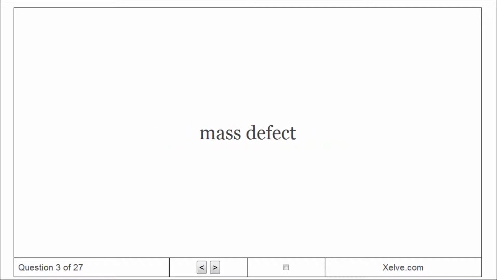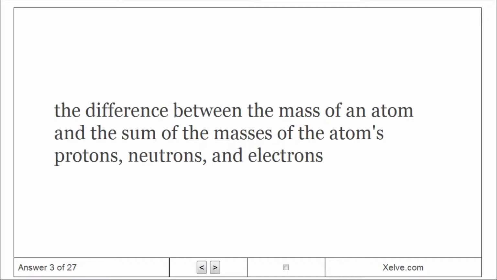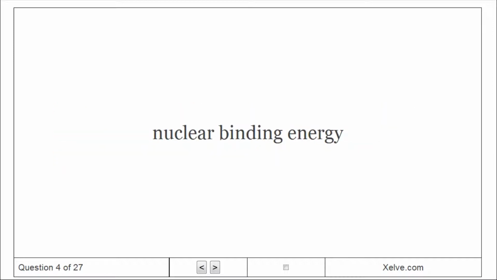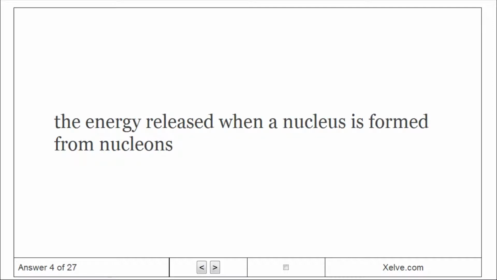Mass defect. The difference between the mass of an atom and the sum of the masses of the atom's protons, neutrons, and electrons. Nuclear binding energy. The energy released when a nucleus is formed from nucleons.